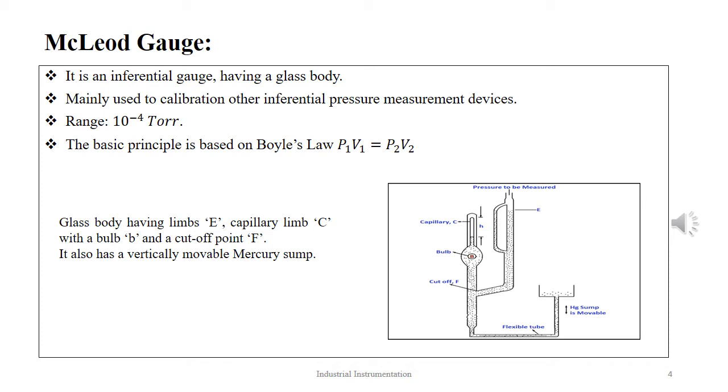The McLeod gauge body is made up of glass with a capillary C, a bulb B, a pressure application limb E, a cutoff point F, and a mercury sump that is connected to the lower part of the glass tube. This mercury sump can be moved vertically, that is up and down, as shown in the figure.